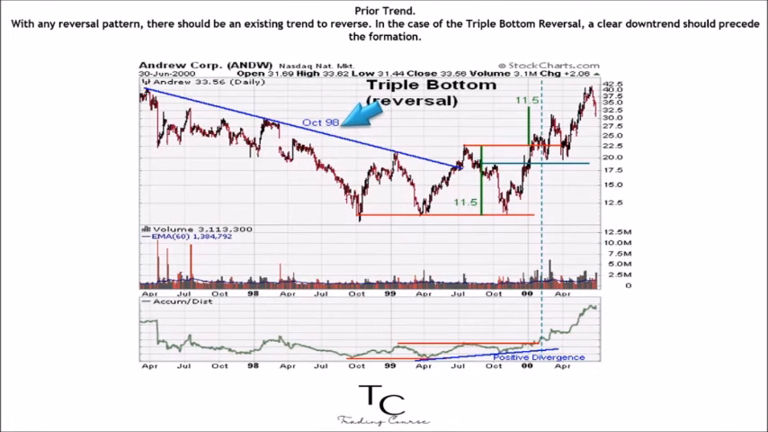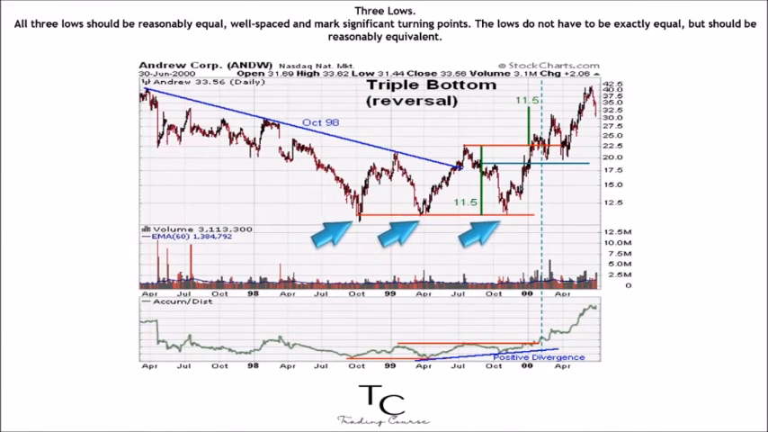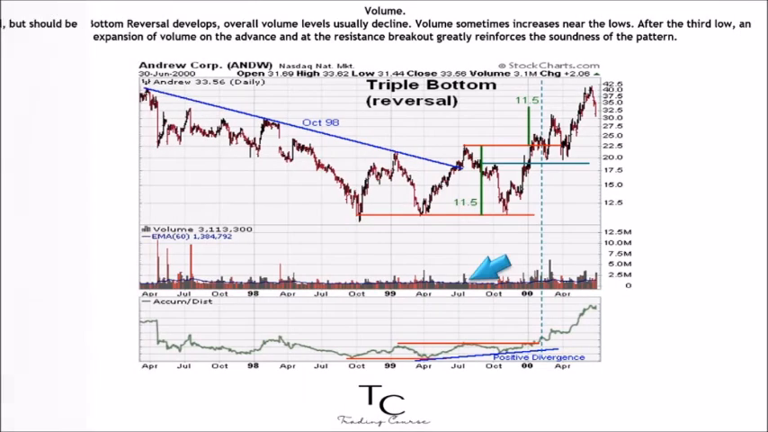Prior trend. With any reversal pattern, there should be an existing trend to reverse. In the case of the triple bottom reversal, a clear downtrend should precede the formation. 3 lows. All 3 lows should be reasonably equal, well-spaced, and mark significant turning points. The lows do not have to be exactly equal, but should be reasonably equivalent.